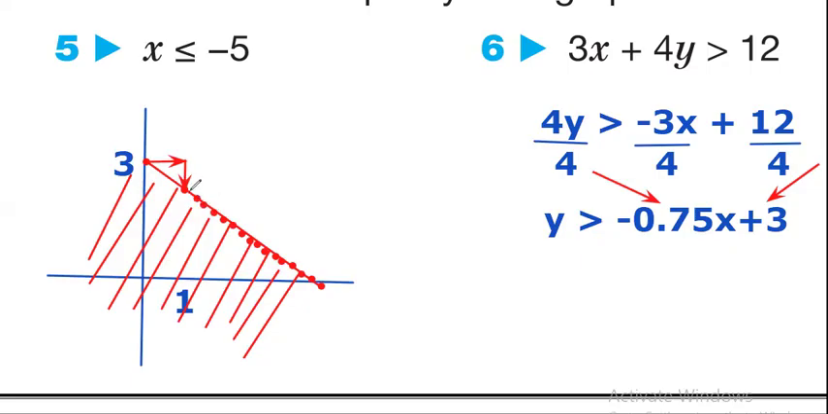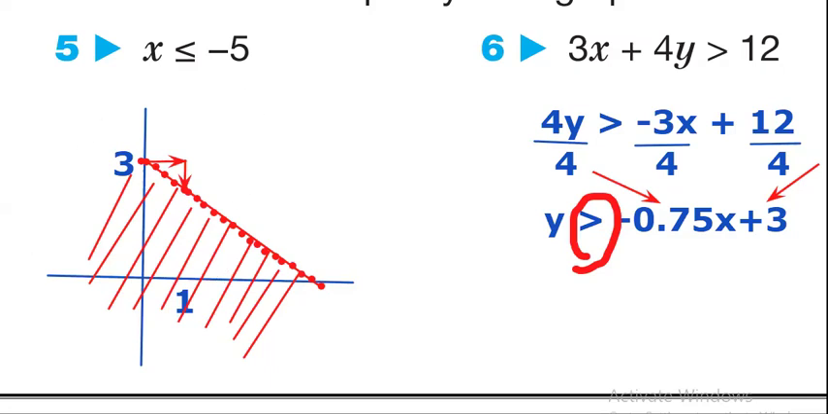Focus on the steps of finding equations, focus on the steps of finding the gradients, and focus on the steps of finding if the gradient is positive or negative, because all of these are combined together to help you solve a question like this. And this is how you answer a question like this. So we shaded the part that we don't want because they want the part which is bigger than the line, and the part which is bigger than the line is always on top of the line.